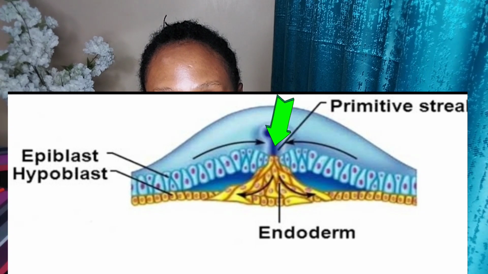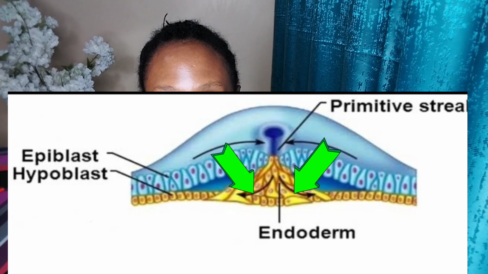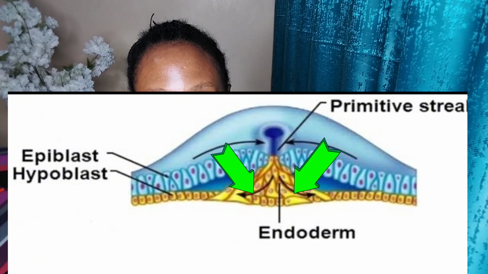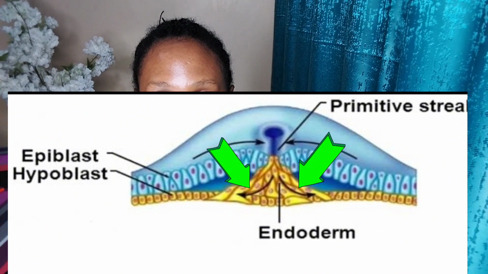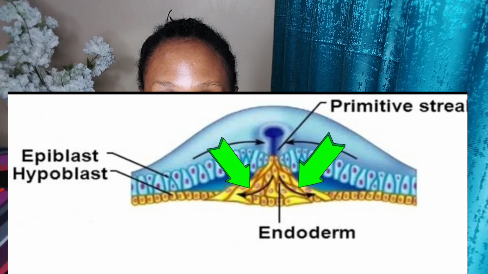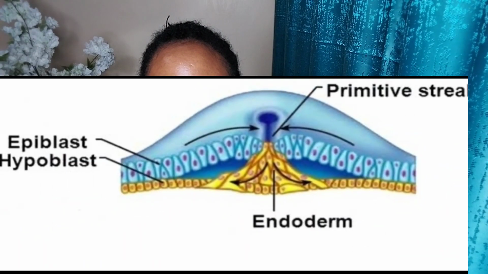After formation of the primitive streak, we shall have the first wave of movement of the cells of the epiblast through this primitive streak, and these cells will move in a way that they will enter deep into the embryo, displacing the hypoblast, and these cells form a cell layer called the endoderm.